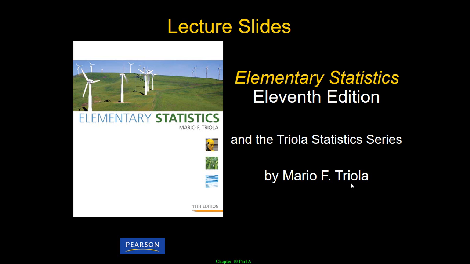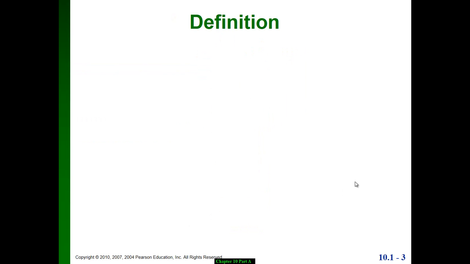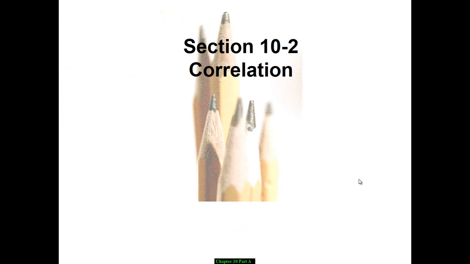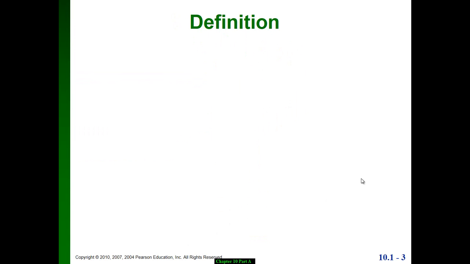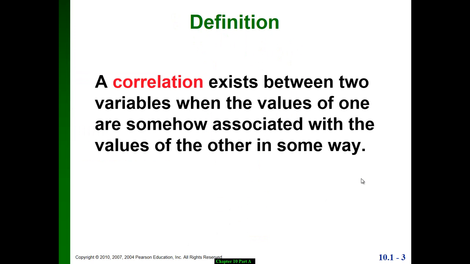To begin with, we're going to start looking at correlation and the definition of it. Now, the correlation is basically a relationship between two variables. What kind of variables are you talking about?